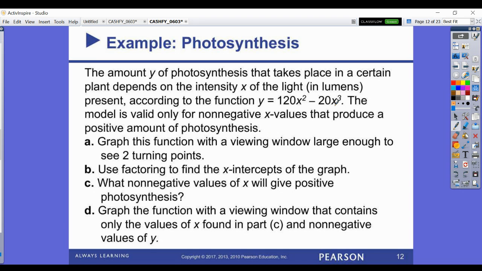So if you could get out your calculator and put this in, or your calculating program, take a look at it. We want to find a good viewing window so that we can see 2 turning points. This is a cubic polynomial, so it can have at most 2 turning points. And this one does have 2 nice ones. So if you could put it in there, see if you can find a good scale. And then pause the video and come back and we'll take a look.